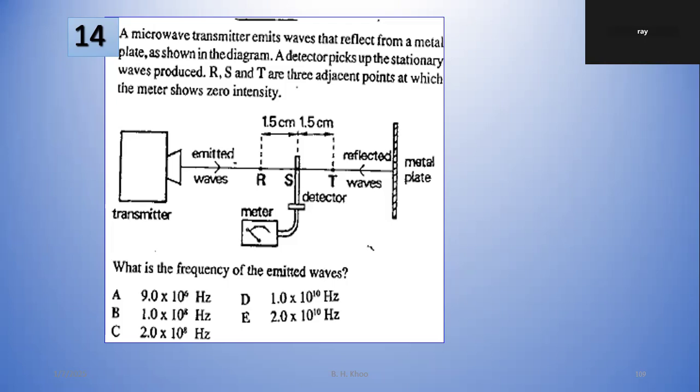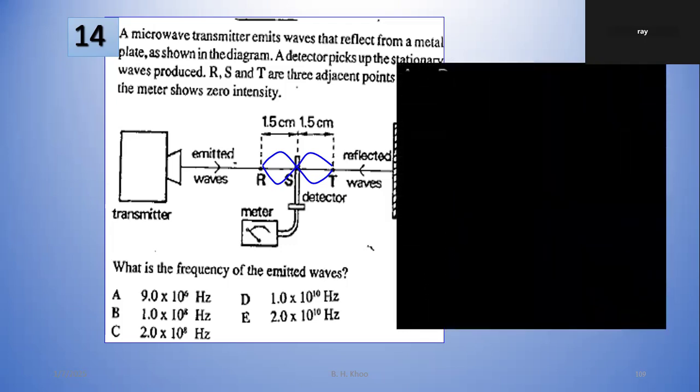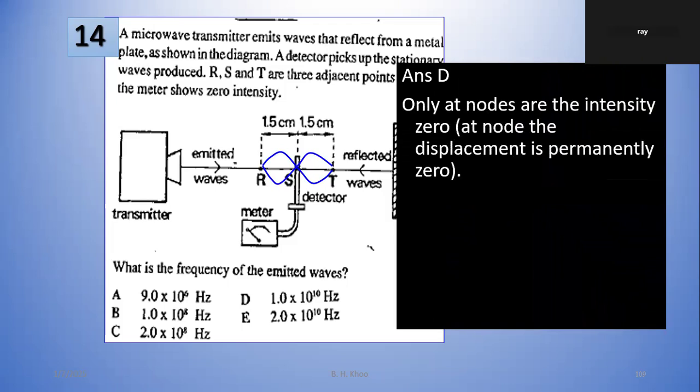Ken, they told you R, S and T are the nodes, so draw the picture that way. There's a standing wave, so one wavelength, no? The paper is yours. In the exam, draw on the paper itself. It doesn't matter.